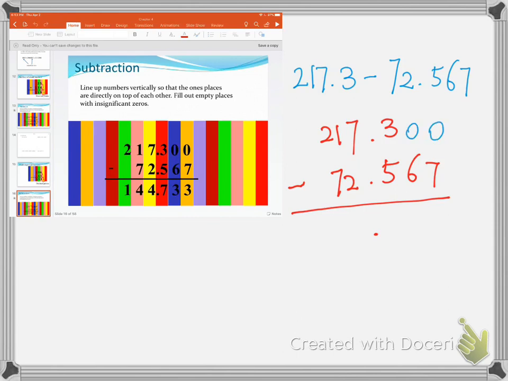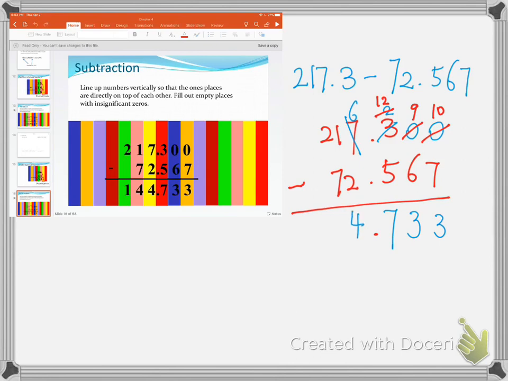So now 0 minus 7 is too small. So this 0 becomes a 10. And then this 0 becomes a 9. This 3 becomes a 2. 10 minus 7, 3. 9 minus 6, 3. 2 minus 5, still too small, so we need to borrow again. We got a 12 here, and then this 7 becomes a 6. 12 minus 5, 7. 6 minus 2, 4.